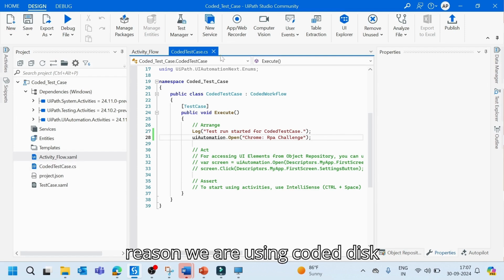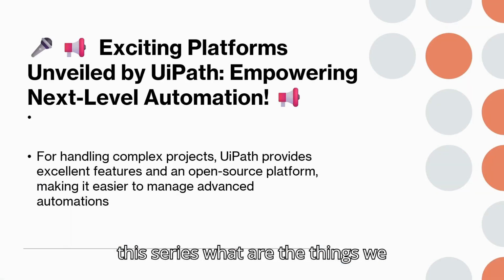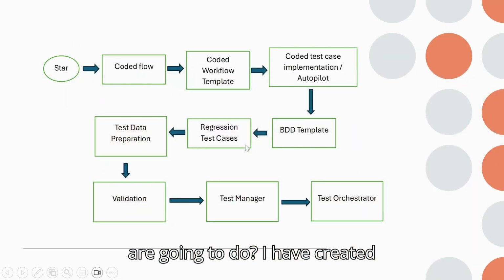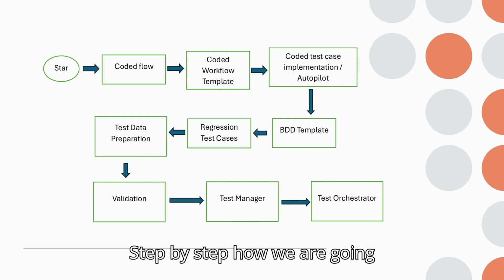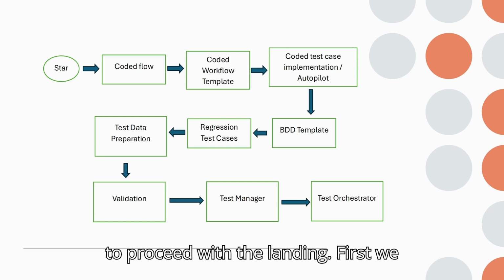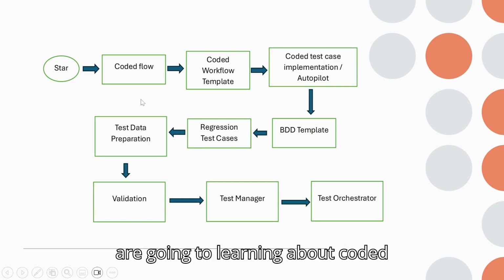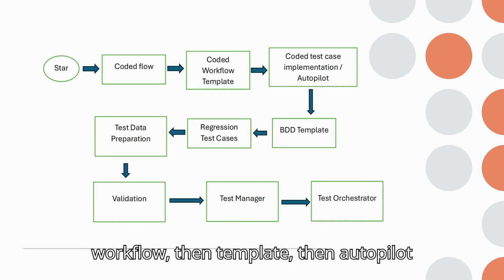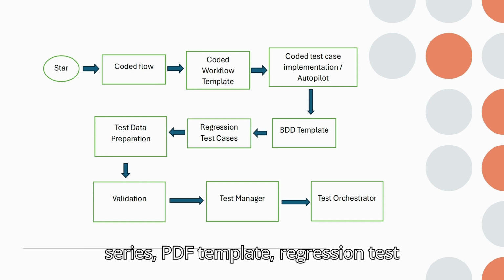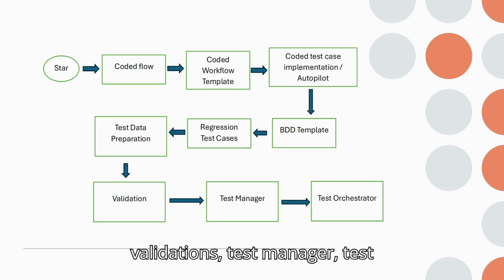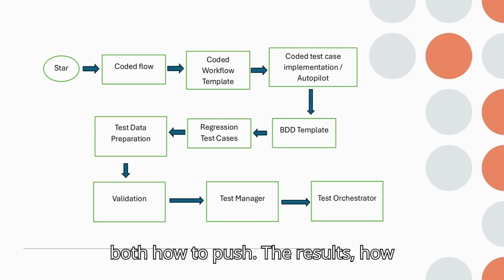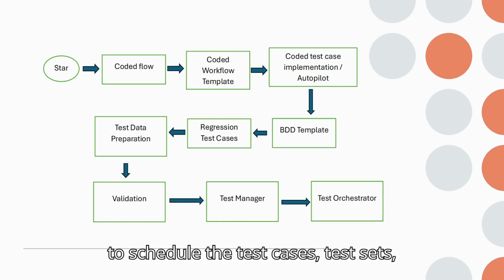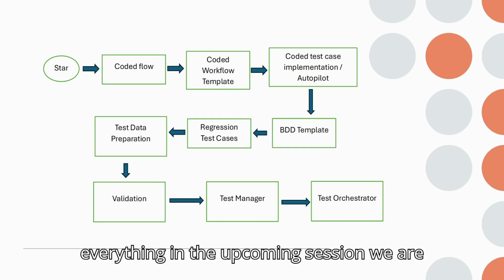Then what is the reason we are using coded test cases? Okay. Then in this series, what are the things we are going to do? I have created a workflow chart, step by step, of how we are going to proceed with the learning. First, we will learn about coded workflow, then template, then Autopilot series, PDD template, regression test cases, test data preparation, validations, Test Manager, Test Orchestrator, how to collaborate these two, how to push the results, and how to schedule the test cases and test sets. Everything in the upcoming sections we are going to learn.